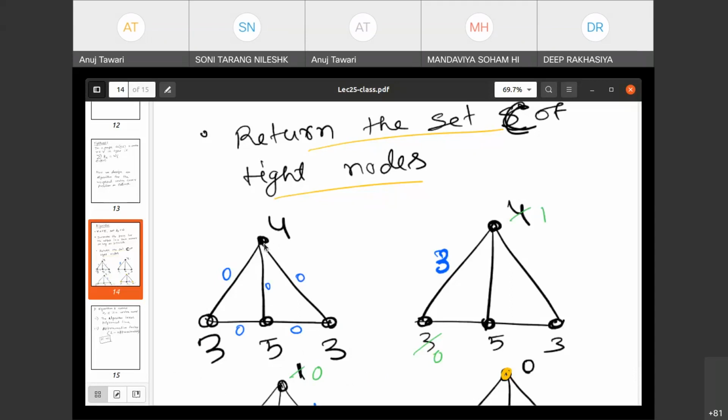The optimal is just 3 and 5. No, that is also not optimal, because then this particular edge will remain uncovered, or this particular edge will remain uncovered. You could pick 4 and 5, then all the edges will be covered, right?